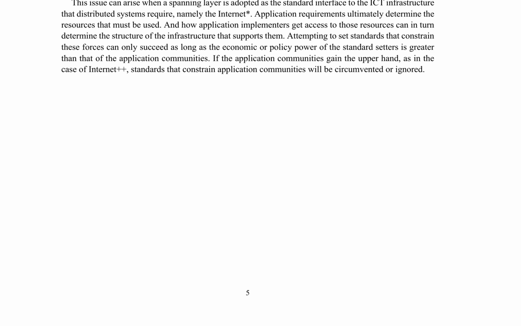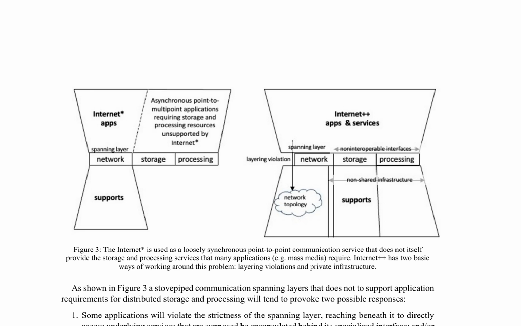Moreover, if this standard constrains access to infrastructure resources, application implementers may circumvent or ignore it, as seen in the case of Internet++. The Internet is characterized as a loosely synchronous point-to-point communication service that lacks storage and processing capabilities required by many applications, such as mass media. In response, Internet++ employs two workarounds: layering violations and private infrastructure. Layering violations involve applications accessing underlying services directly, bypassing the standardized interface, which can compromise interoperability. Private infrastructure, on the other hand, involves constructing non-shared infrastructure to support specific application classes, potentially leading to significant investment and economic power that can overshadow the original stovepiped infrastructure.